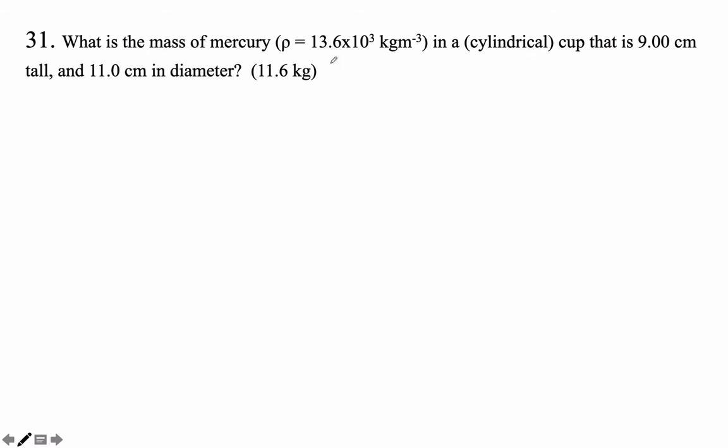All right, what is the mass of Mercury? Right, Mercury is not as dense as gold. Let's see, in a cylindrical cup that is 9 centimeters tall, 11 centimeters in diameter. Isn't that fun? In Mercury, I think steel would float, but gold would sink in Mercury.